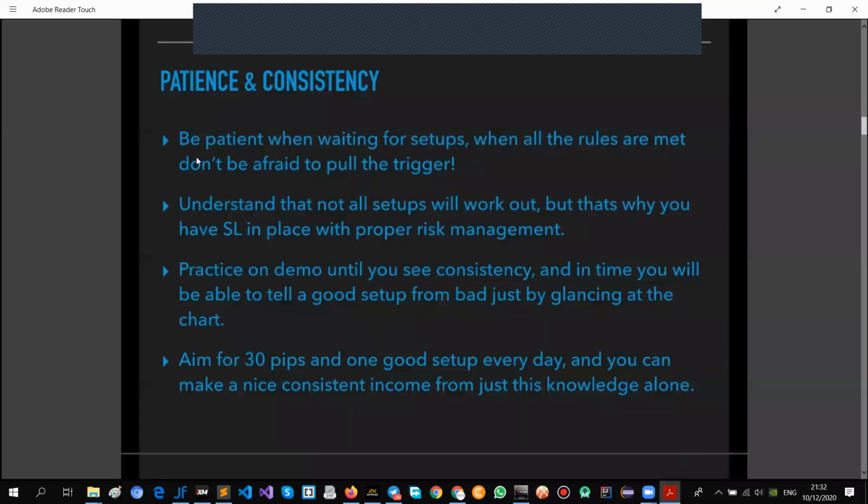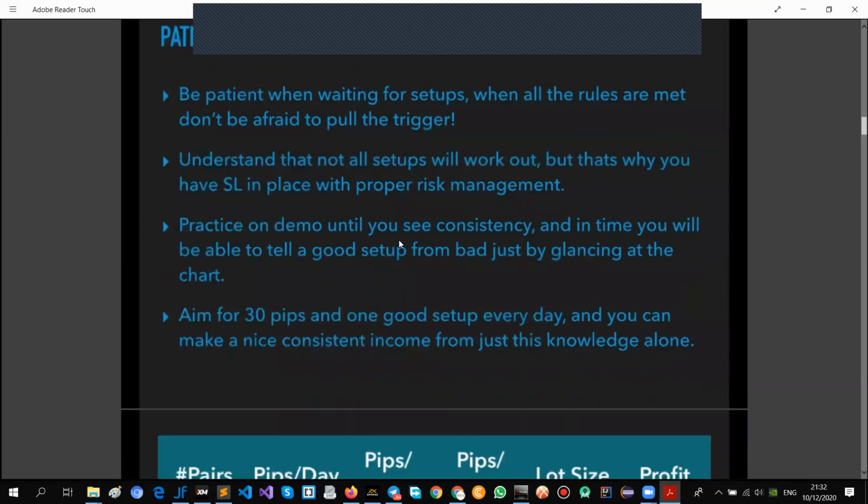So be patient when waiting for setups. When all the rules are met, don't be afraid to pull the trigger. Don't be afraid. You must be confident. Confidence must be involved: confidence in the strategy, confidence in yourself, confidence in everything.